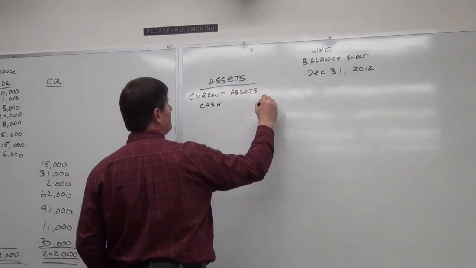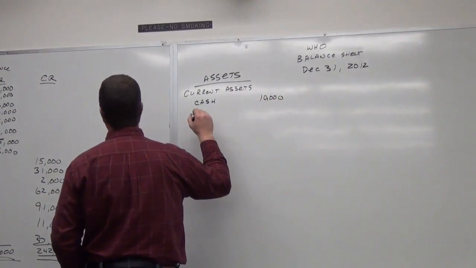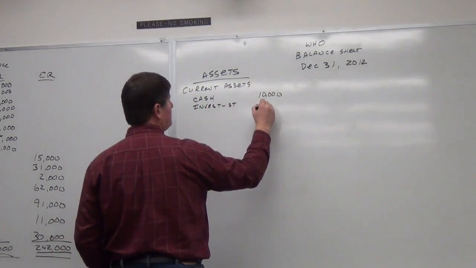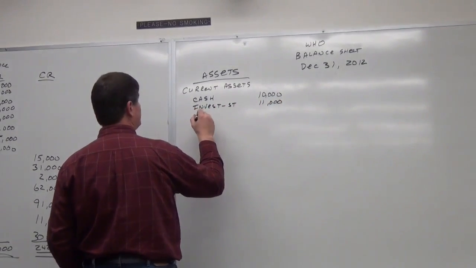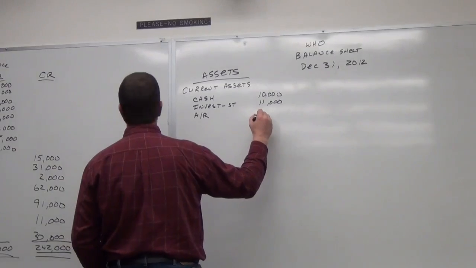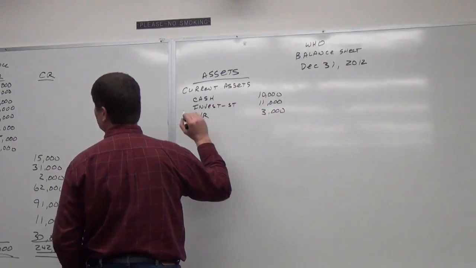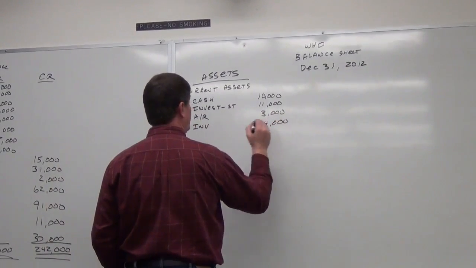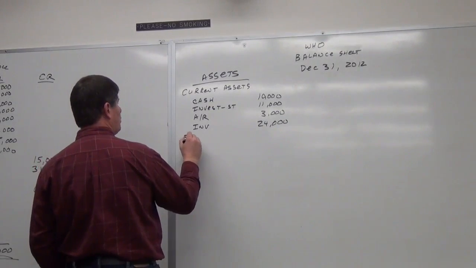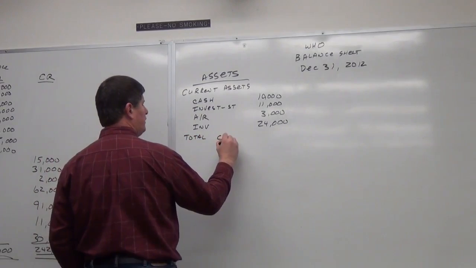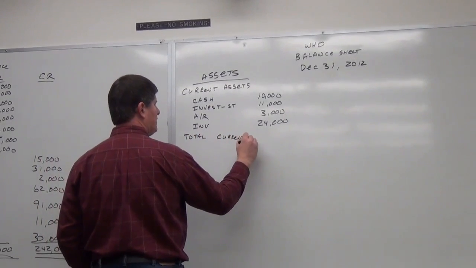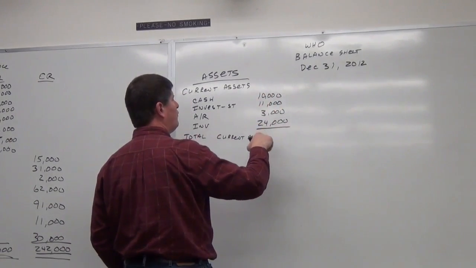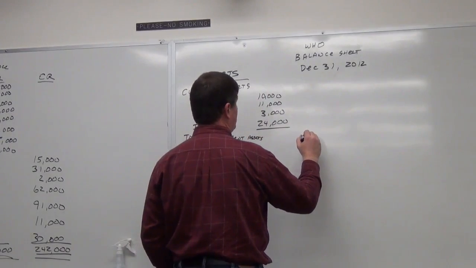So our current assets are cash, of which we have 10,000. Investment, short term, of 11,000. Accounts receivable of 3,000. Inventory of 24,000. And then we're going to get total current assets. Underline this, 24, 34, 45, 48, right?